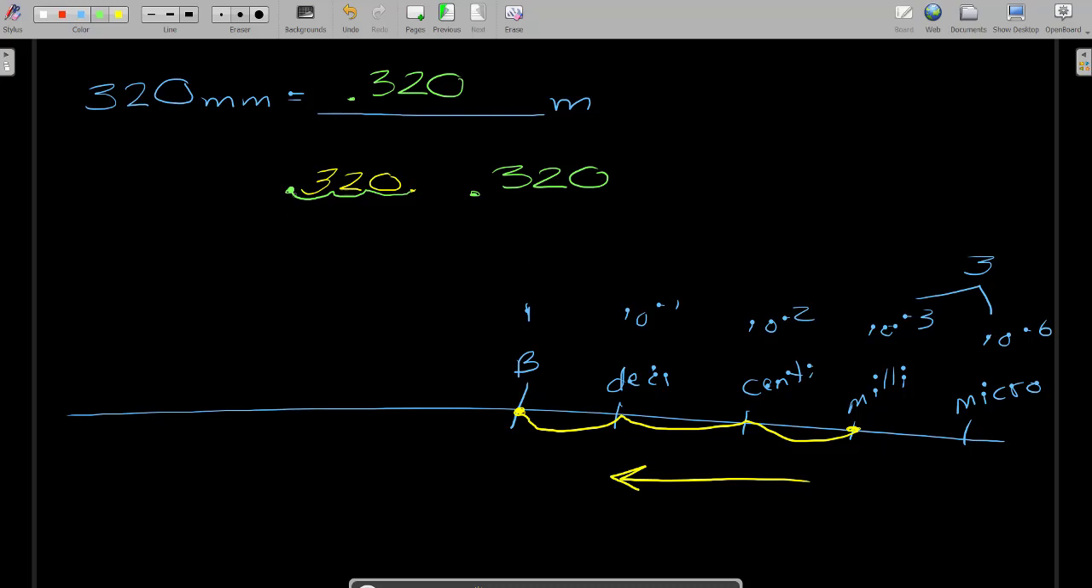And let's imagine that, while we're on the same problem, I wanted to know: if I have 320 millimeters, how many kilometers does that equal? Okay, so I want to know how many kilometers. So the same rules apply here. Okay, I have 320.